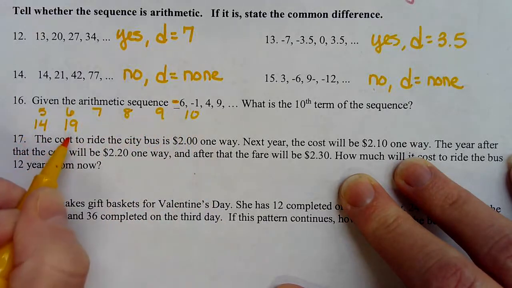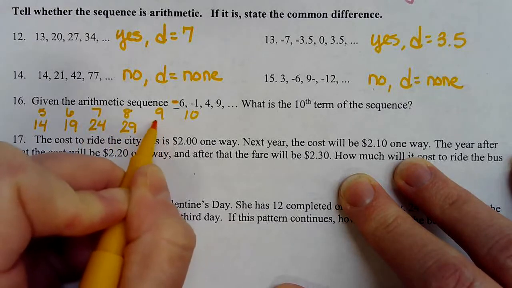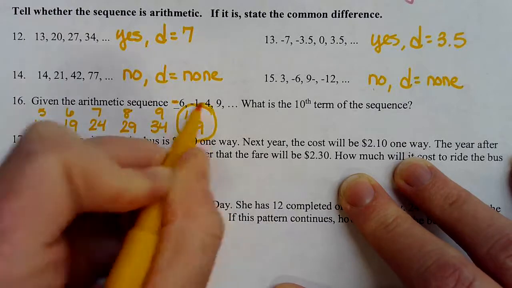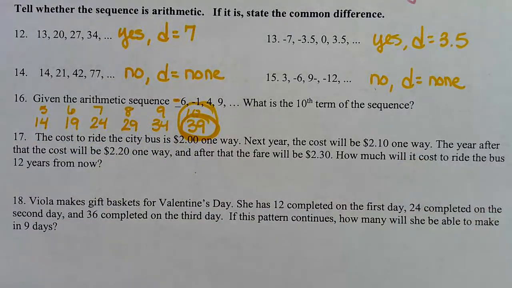I'm just going to continue the pattern. So 19 plus 5 is 24, plus 5 is 29, plus 5 is 34, plus 5 is 39. So the 10th term is 39. Just continue those patterns, guys.